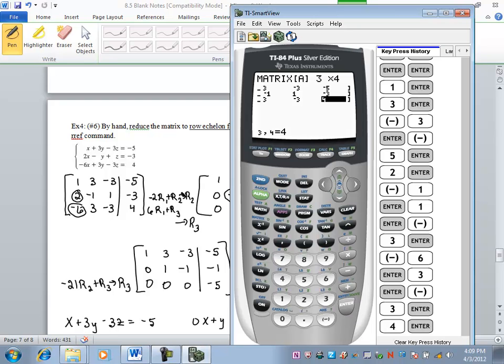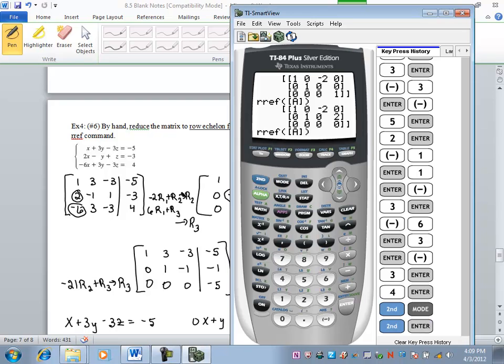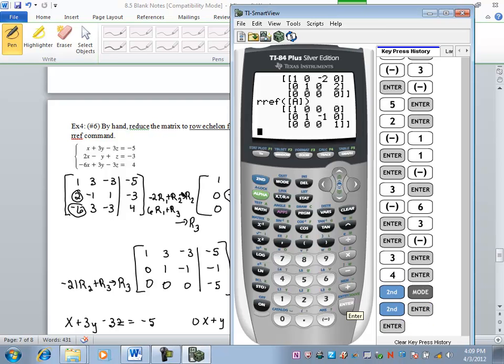We go back to our home screen, second quit, bring up the RREF once again, hit enter, and you can see we've got all zeros in the bottom row except for that last element. It's non-zero. Really, guys, that's all we need. If we got zeros all the way across, non-zero in that bottom right hand corner, then we know that we have no solution to our system.